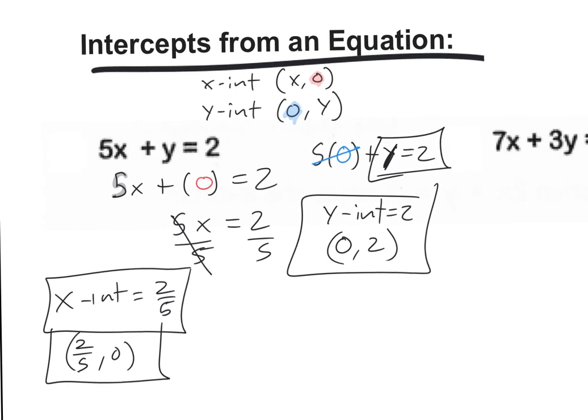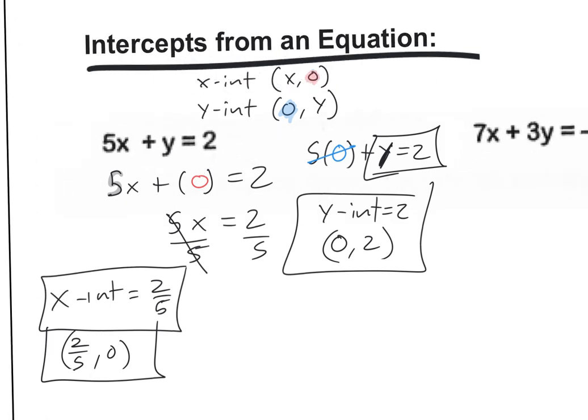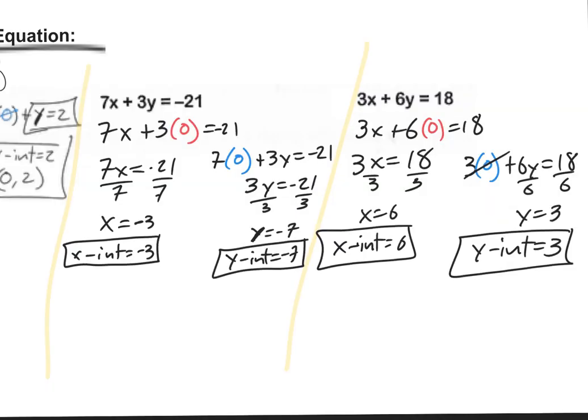Okay, I want you to try the next two on your own. You're literally just plugging in a 0 for one variable, solving for the other. And that's how you're going to get your x and y-intercept. Go ahead and give these two a try. We'll check back when you're ready to check your work.